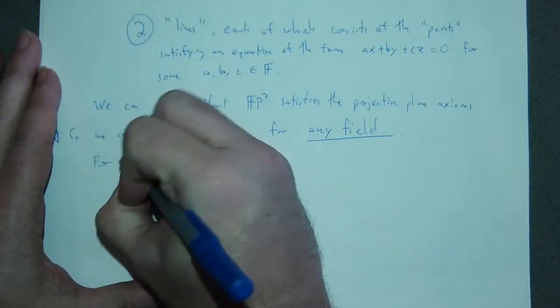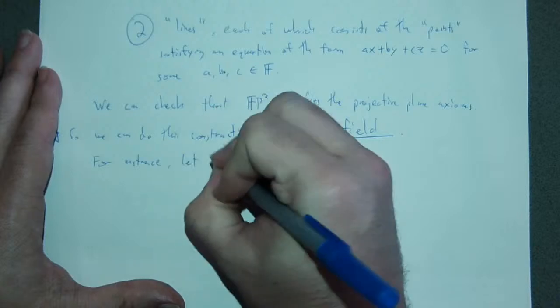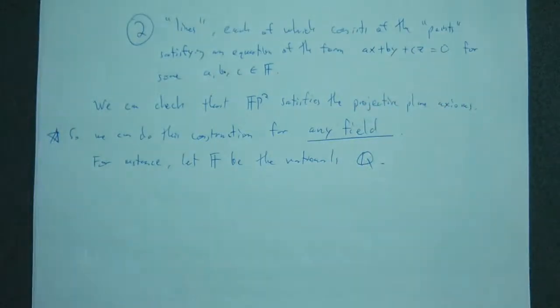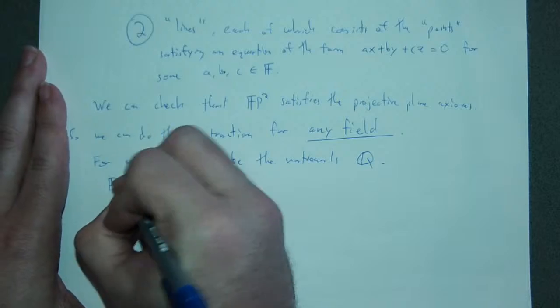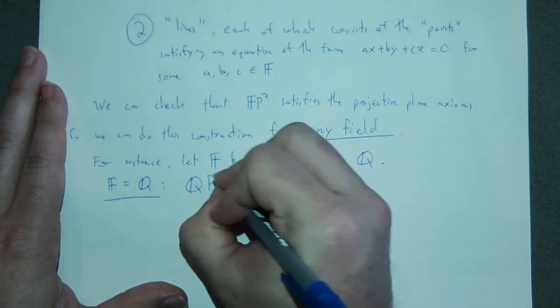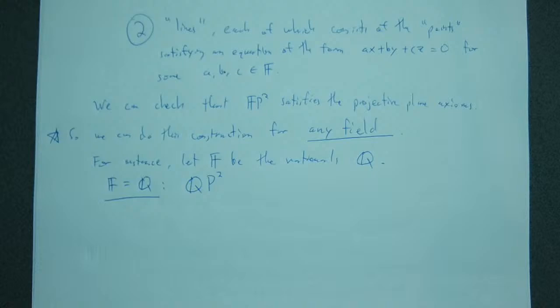So, for instance, let F be the rationals, right, Q. So let F, the field we're talking about, be Q. In that case, the space we get is the projective plane QP2. Now, this is a little funny, and you might intuitively know what's going to happen here. So Q is a field. But the reason why the rationals don't get the same kind of cred that the reals or complex numbers get is because for the rationals, there's holes everywhere, right? We know of the existence of irrational numbers.